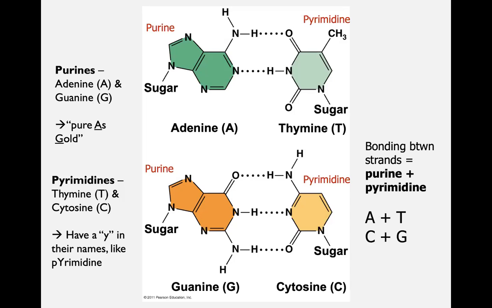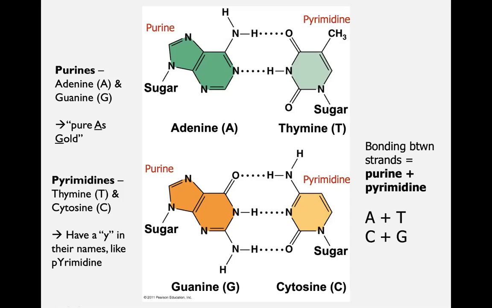An easy way to remember that adenine and guanine are the purines is this little mnemonic device: pure as gold, the A and the G. Adenine and guanine are both purines, so A and G here. You want to know that those are the double ringed nitrogenous bases, meaning they have 2 rings of carbons stuck together. You'll notice the others only have 1 ring, so those are single rings. That's the main difference between these 2 groups.